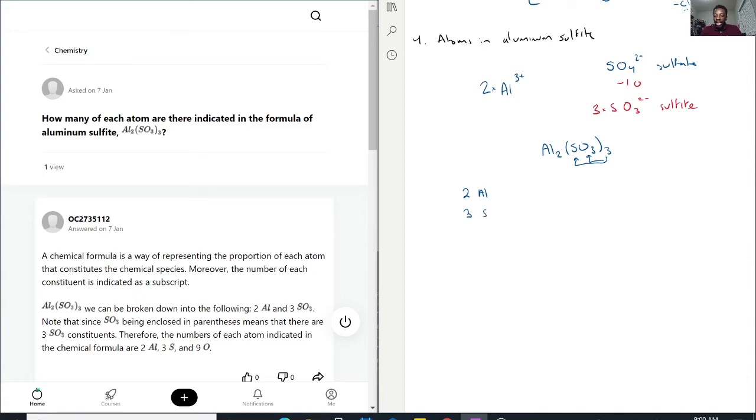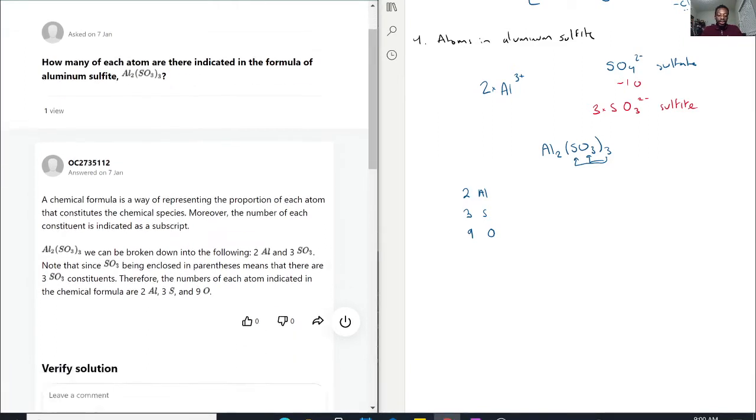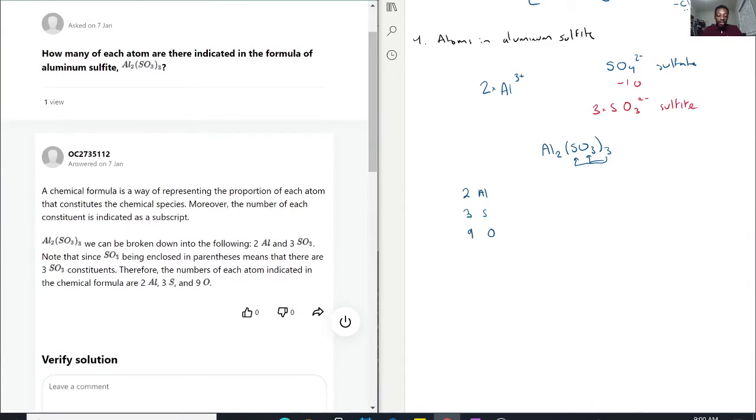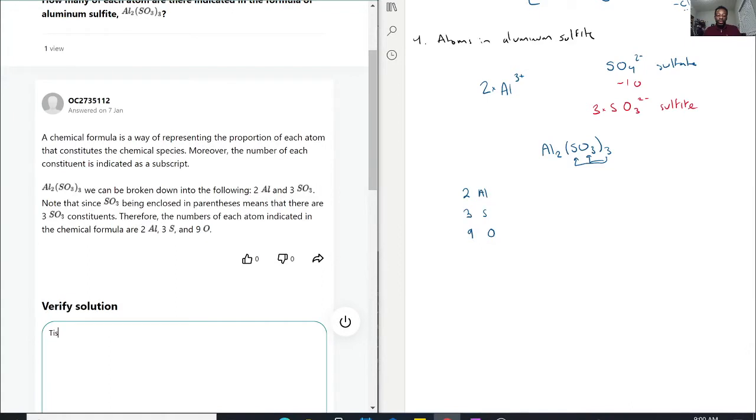So to both atoms in there, we would then say we have 3 sulfurs. Okay. And here, this is why you have to multiply both on the inside. It's not 3 oxygen. It's not 6 oxygen because we're not adding. We're multiplying 3 times 3. So we have now 9 oxygens total. Okay. So in regards to this question, how many of each atom are there indicated in the formula? We would say 2 aluminum, 3 sulfur, and 9 oxygen. And that is actually what they say here. As you can see, 2 aluminum, 3 sulfur, and 9 oxygen.